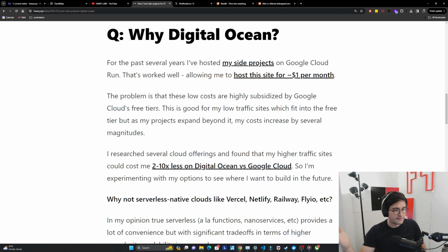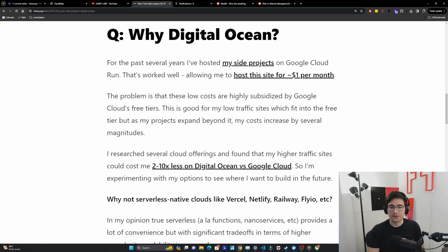Most clouds have these free tiers, and it's a really good marketing tactic because you kind of lock people in. And then when they get big, they don't want to move off of it, but now they might incur higher costs. So this is really good for my low traffic sites because most of them can fit in the free tier. But as my projects expand beyond it, like if I have one or two projects which are getting more traffic and thus breaking the free tier, which they currently are, then my costs are going to increase by several magnitudes because I'm no longer covered by this blanket free tier. I now have to be paying full cost for all of this stuff.